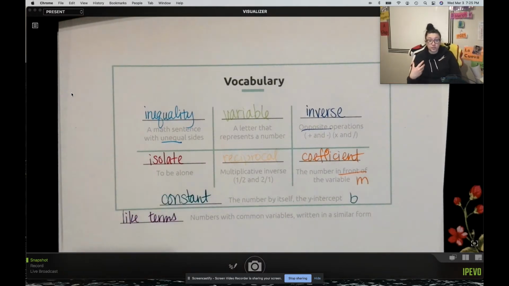Hopefully you're getting more comfortable with these words. We've literally been seeing them since January. Hopefully we've got them down by now. Go ahead, pause the video if you need to. Otherwise, let's move on to the next section.